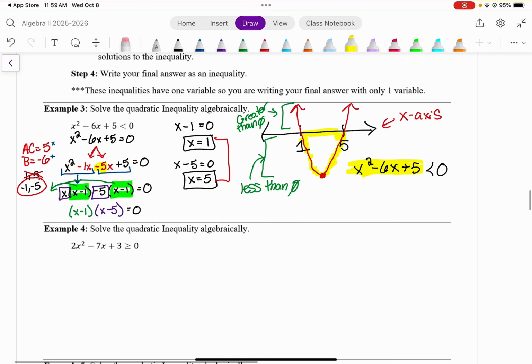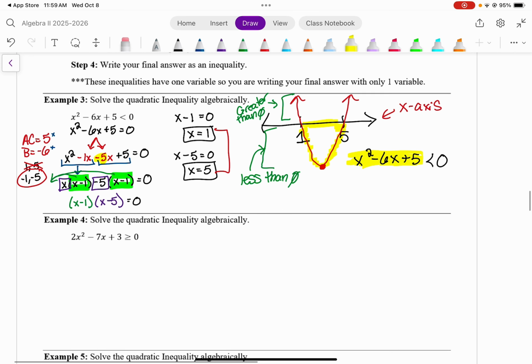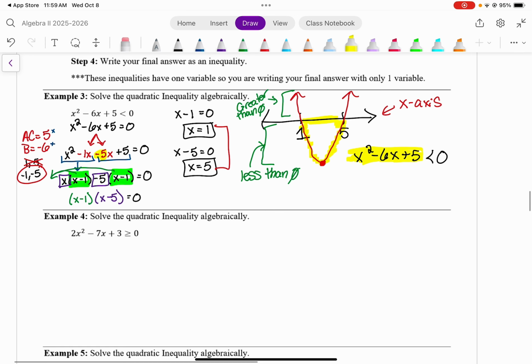Once we know when it's less than 0, when it's true for that inequality, we're going to write our final answer as an inequality. And these inequalities only have one variable, so we are writing our final answer with one variable. Our variable was x, and our x values have to be between 1 and 5. For this one, it is not "or equal to."